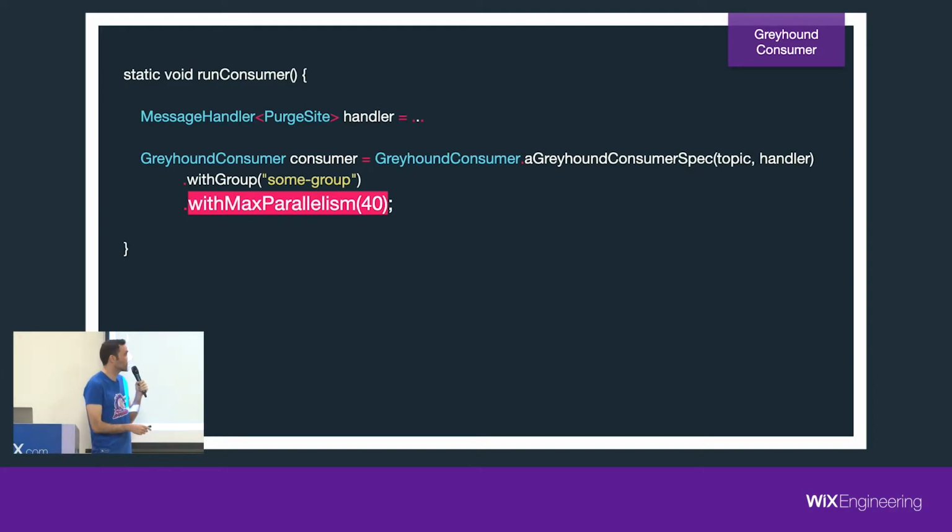So on the code side, you can see here that it's really simple to specify. Here for Varnish and the purge site message, the maximum parallelism is 40, which means that the Greyhound consumer will see how many partitions Kafka gave it, and then according to that, it will create the amount of threads, not to go over one thread per partition, and not to go over this number. So we get quite a higher degree of parallelism with less overhead than using Kafka consumers.